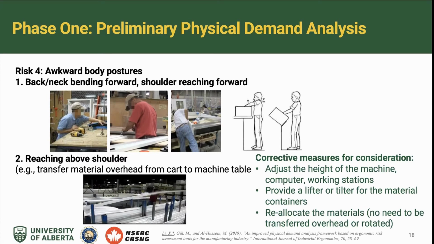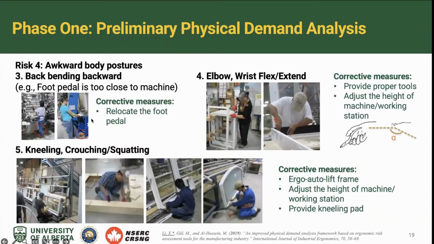There might be other risks in regards to awkward body posture, including the back bending backwards, because this lady in front of the welding machine may sometimes need to lean backward in order to reach the foot pedal at the bottom, but also to try to not get any connection with the welding machine on the top. So instead, we can just move the foot pedal closer to her, then it's gonna be easier. So she doesn't need to bend backwards, right?